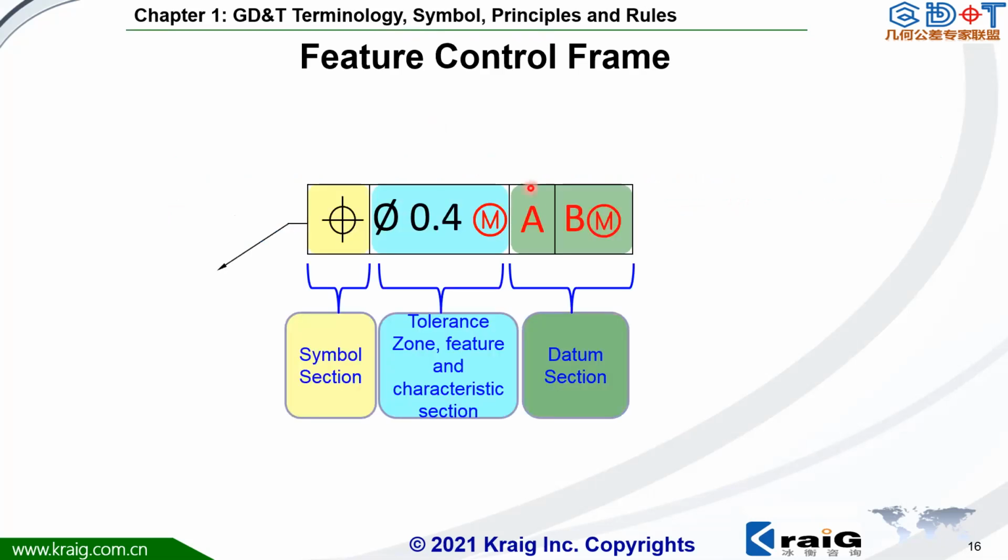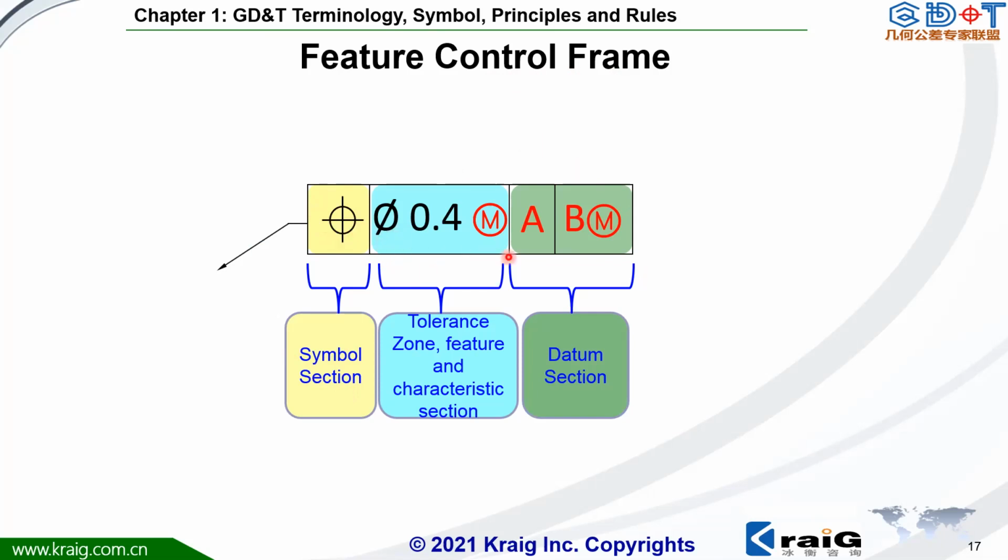Let's have a look at one example. This rectangle with all of the information inside, in total, we call this the feature control frame. There are just 3 compartments. The first one, the yellow one, we call the symbol section or symbol compartment. It tells you which kind of geometric tolerance is going to be expressed. Here it is a position tolerance.